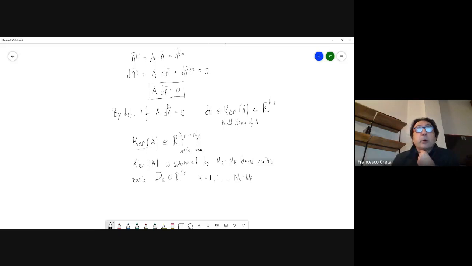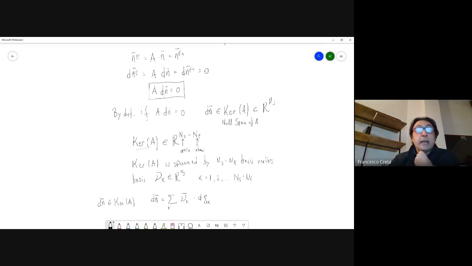So again, let's remember what we said over here, as a definition. Because A dn is equal to 0, it means that these special vectors lie in the kernel of A. So dn cannot be any vector, but it has to lie in the kernel of A. Then how do we express this? As a linear combination of the basis vectors of the kernel of A, right? So dn can be expressed very simply as the basis vectors times some component.